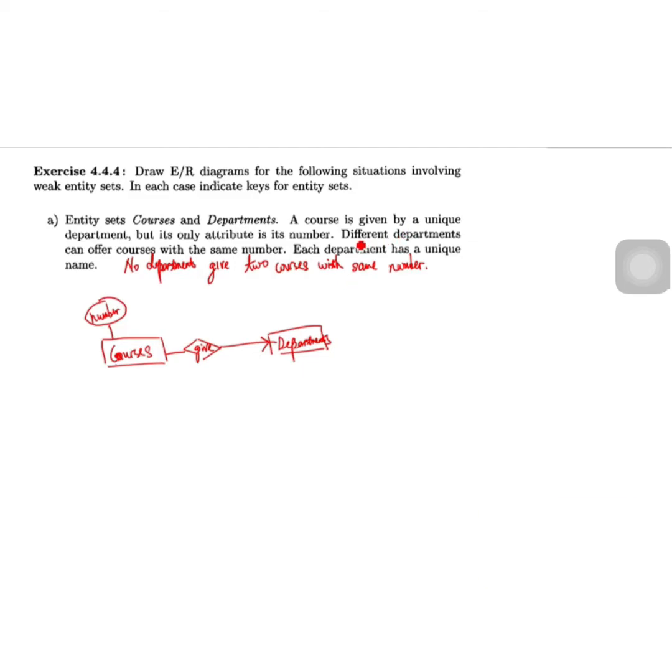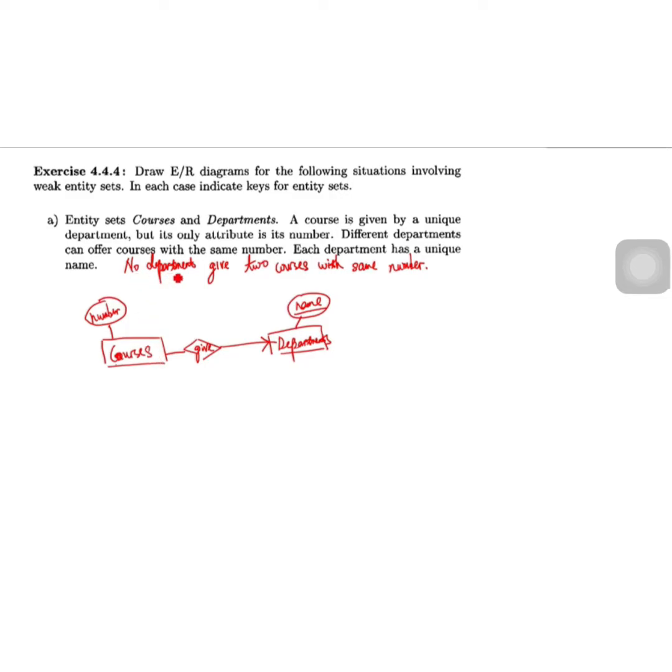Now, different departments can offer courses with the same number. So that means number is not the primary key of courses, because number cannot identify a course. Okay, and each department has a unique name. So name is the primary key of departments. We underline name. Okay, now let's find the primary key of courses.